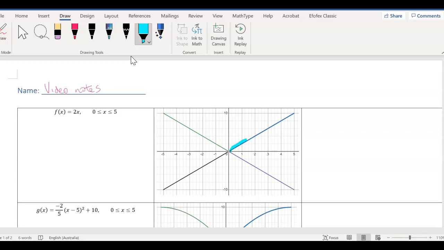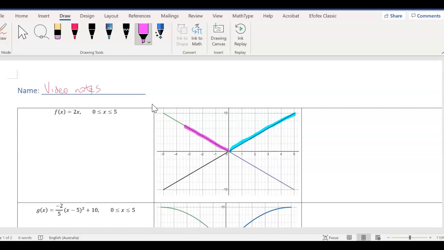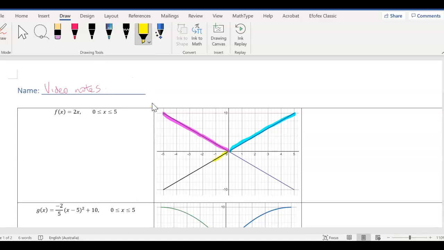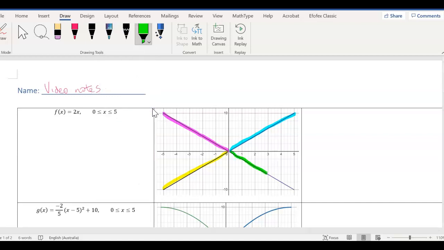All right, so what is being sketched here is that this line here is f of x equals 2x from 0 to 5. Now we do have some transformation. So you can see that this green line, or that I'm highlighting now in pink just to confuse you, has been reflected in the y-axis. And we've got a reflection here. So we're looking at the original blue line. It's been reflected in the x and the y-axis. And then we also have this line here, which is just reflected in the x-axis.